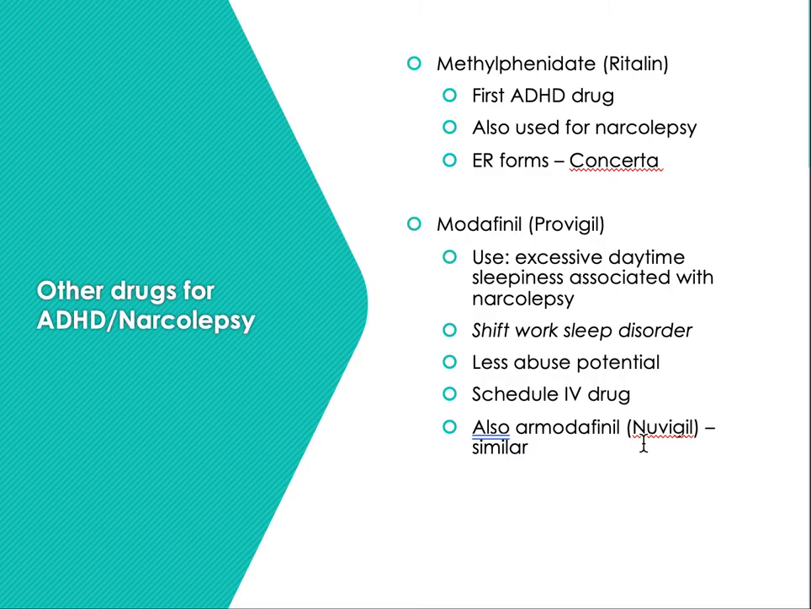Nuvigil is similar, same ending there, dafinil. These are only Schedule 4s, meaning that they don't really have the potential for abuse because they don't really cause that euphoria. So that's why.